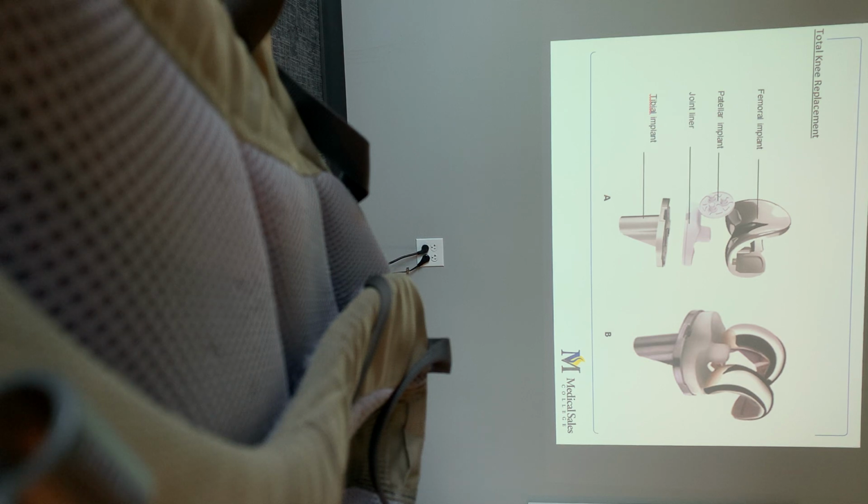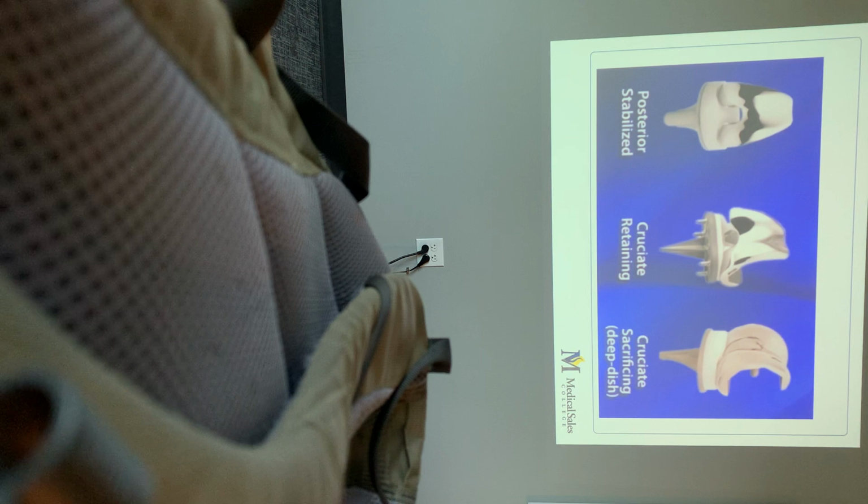We resect part of the surface and replace it with plastic, and then we implant a tibial tray in the tibia, and that's our final result. And we know what kind they are. The vast majority of them are cruciate retaining or posterior stabilizing in the United States, but these new cruciate sacrificing deep dished implants with the medial pivot are becoming more and more popular with manufacturers.